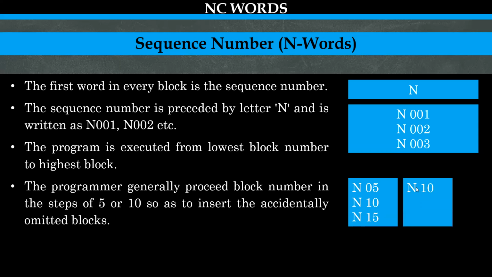Some programmers tend to write N10, N20, N30, and so on. This type of sequence number also helps the programmer to add blocks if the program has to be edited, or if there is a change in the workpiece, a little change which needs to be incorporated in the program, that can be easily done by adding a few more blocks in between. Although this is not compulsory, a programmer can follow N1, N2, N3, but this is suggested.